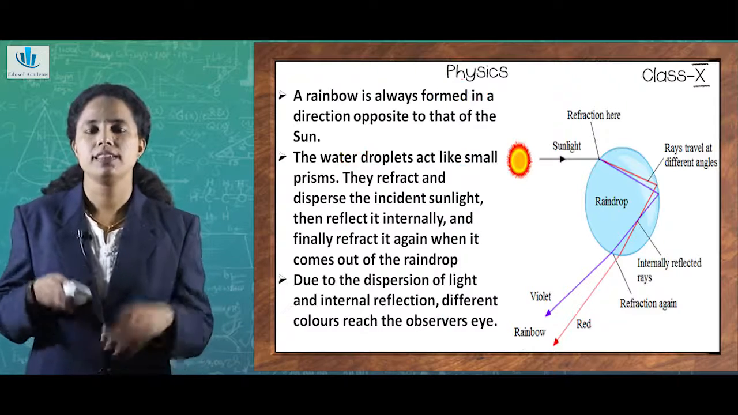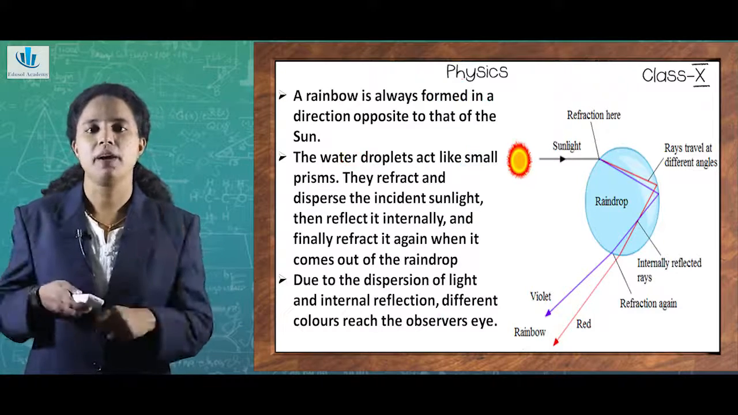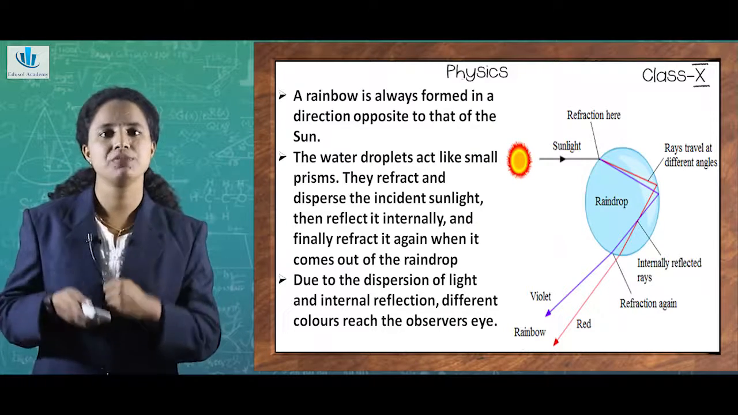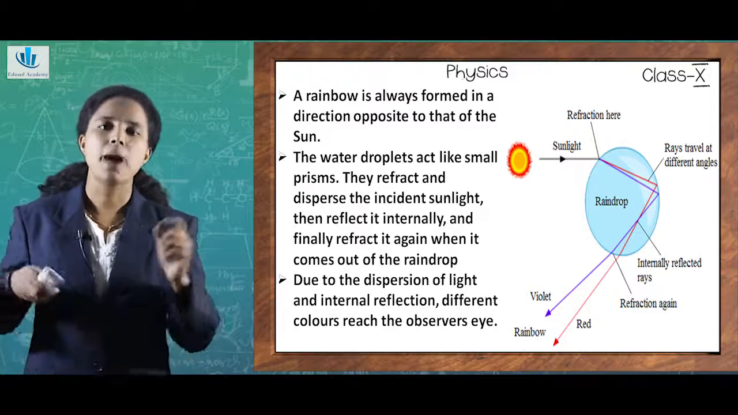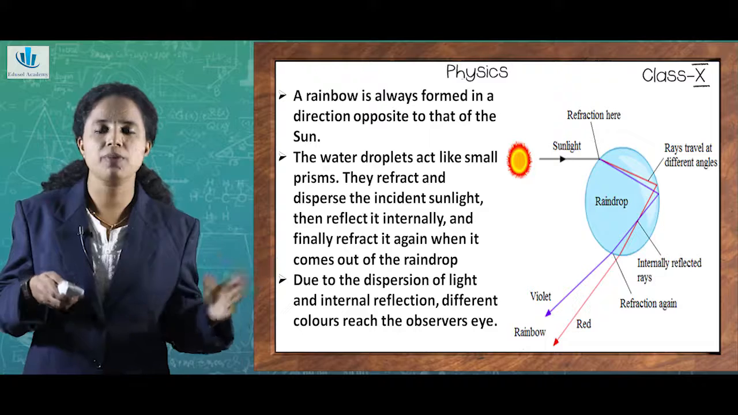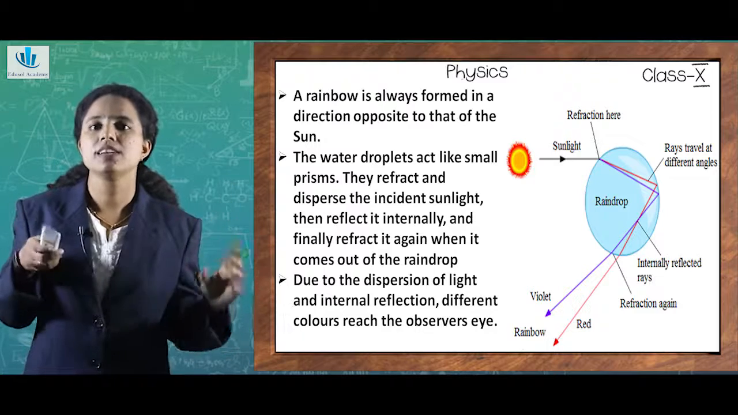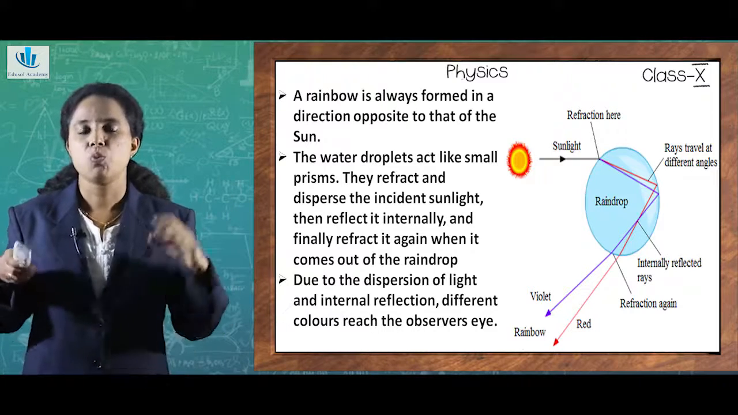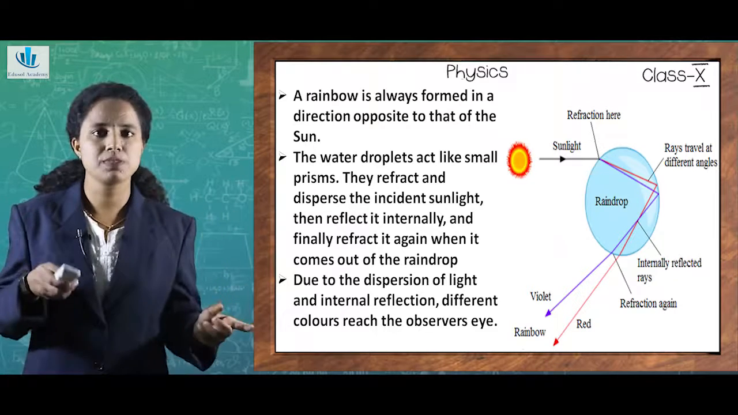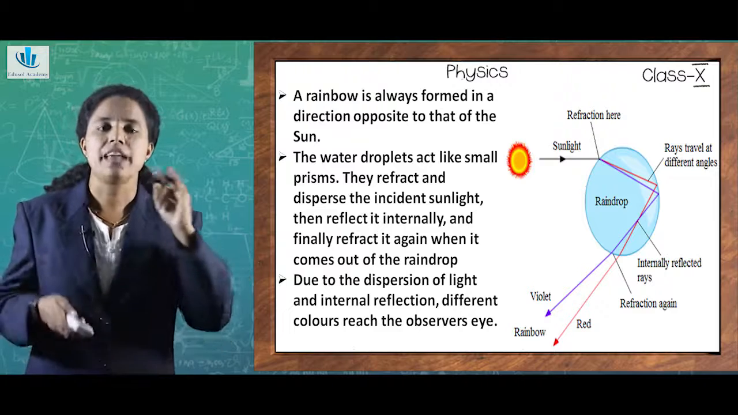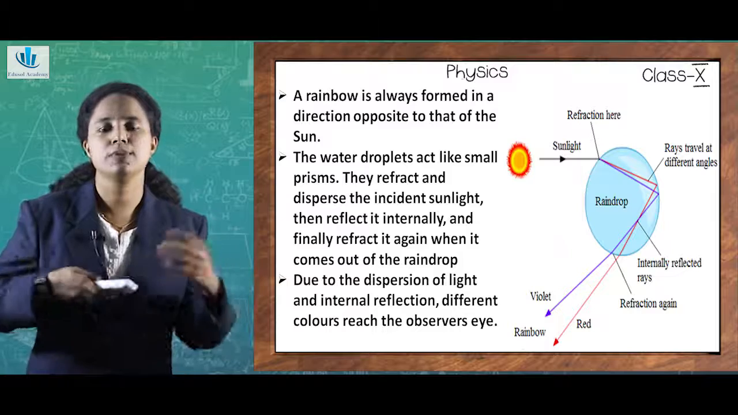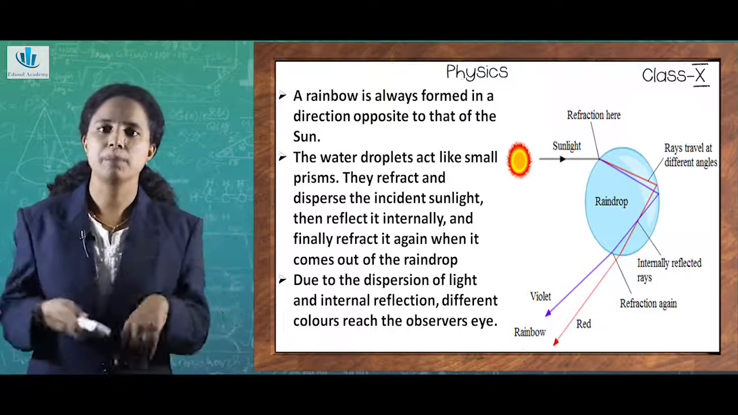Suppose the sun is rising or is in the air. You can always see a rainbow in the direction opposite to that of the sun. What happens is the water droplets present in the atmosphere after a rain shower act as small prisms. They will refract. You already know that through glass prisms there is refraction and also dispersion. So they refract as well as disperse the incident sunlight.